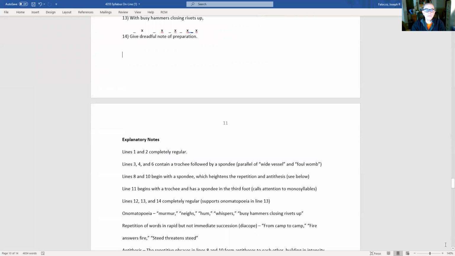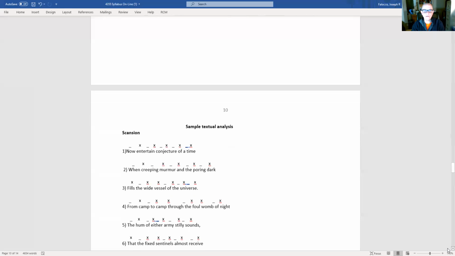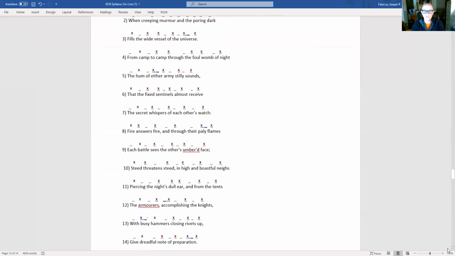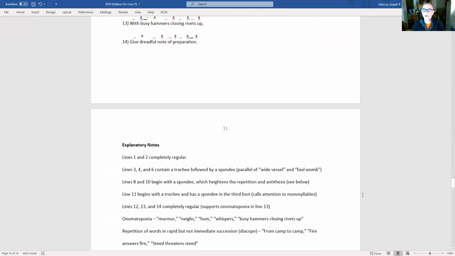In the notes on page 11, I tell you what these scansion marks mean. But again, I can't stress this enough. The regular pattern is dash x dash x dash x dash x dash x dash x dash x dash x dash x. Okay. Now most of the lines go like that. Now there are some exceptions that I'm going to note here on page 11, but most of the lines are regular. 50% of the lines are regular. Okay, lines 1 and 2, as I read them, are completely regular.